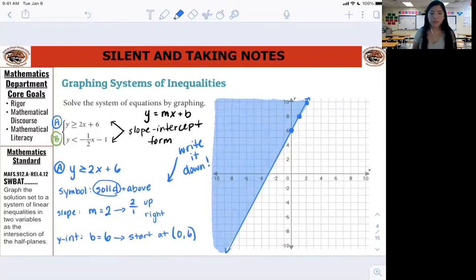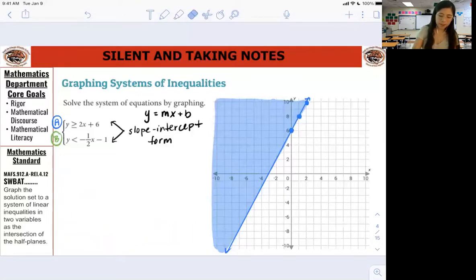All right, questions on that? Questions on graphing that first line? We still have to do another one. Cool, cool. All right, so now equation B. Can I erase what I wrote in blue, or is anybody still writing? Okay, I'm going to erase.